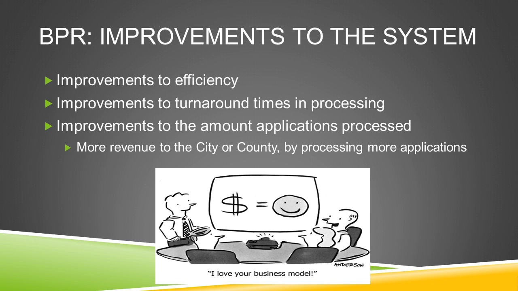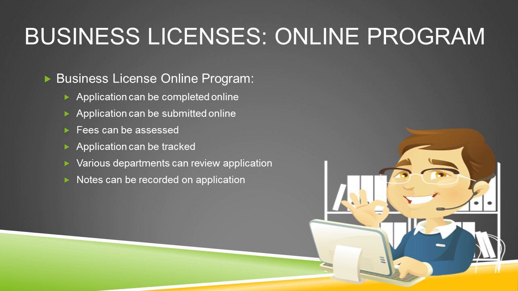Similarly, quicker processing times would mean a jurisdiction could process 2 to 3 times more applications in shorter time frames, increasing the amount of revenue received from this process. The business license application could be done completely online. The application itself can be completed online and then routed to the various departments for review. The jurisdiction could process the application and assess fees through the online program.